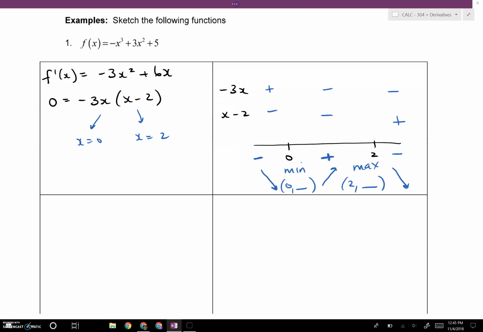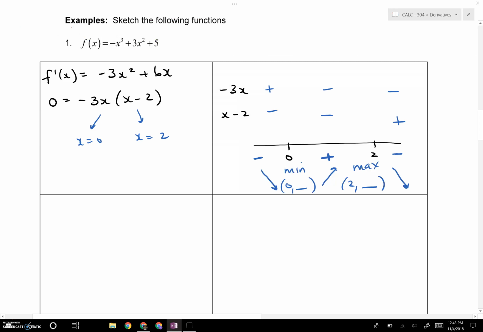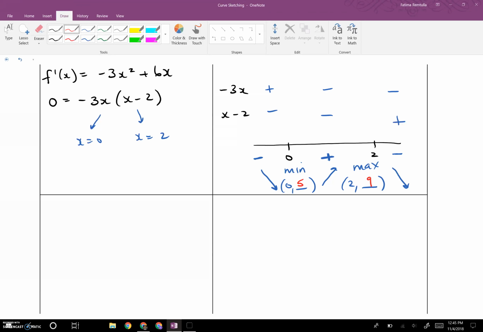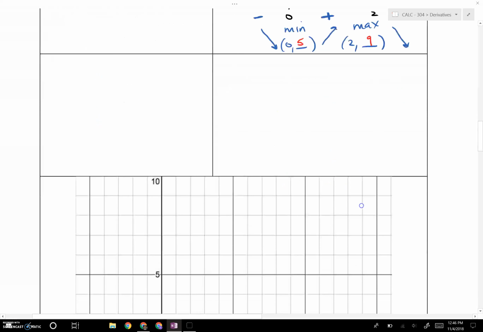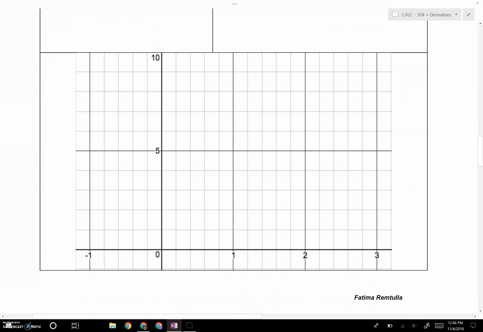In order to find the somethings, remember I substitute back into the original. If I substitute in 0, I get out 5. If I substitute in 2, I get out 9. Now, we have the option right now of going directly to the graph and putting these pieces of information on the graph. So I'm going to do that, 0, 5, and 2, 9. So I'm going to scroll down. 0, 5 is right here. 2, 9, right here.